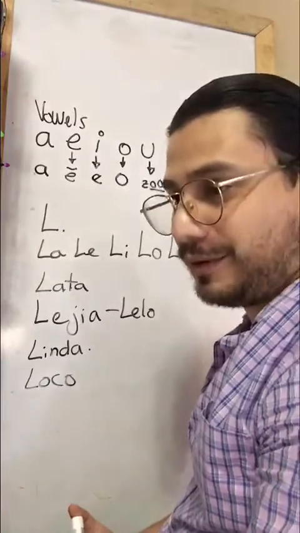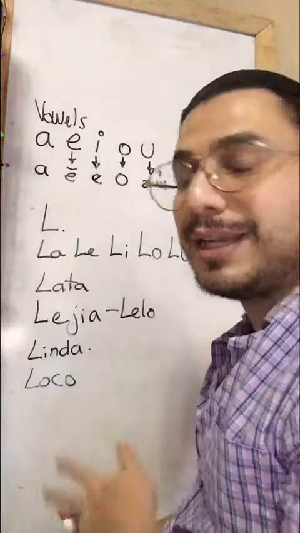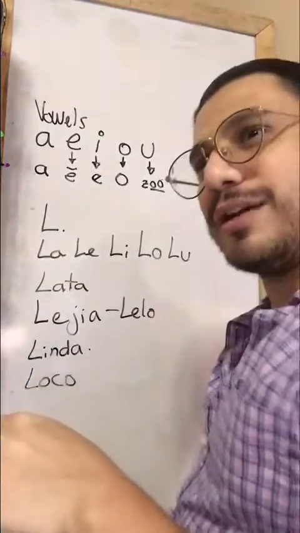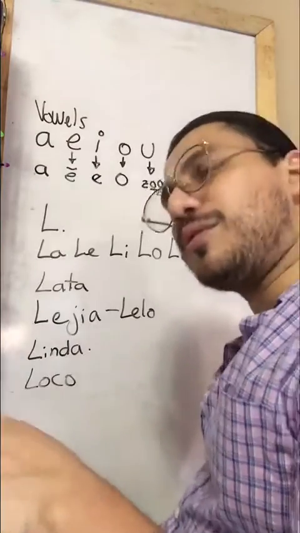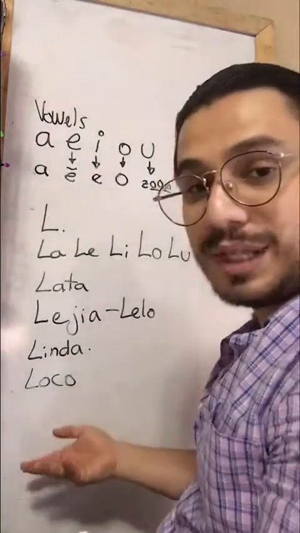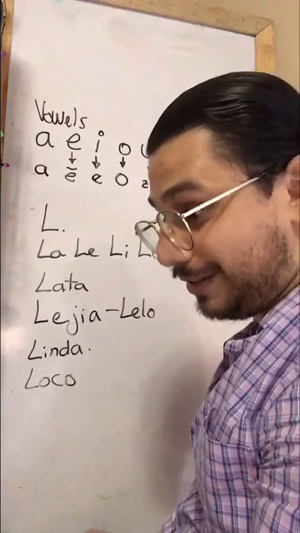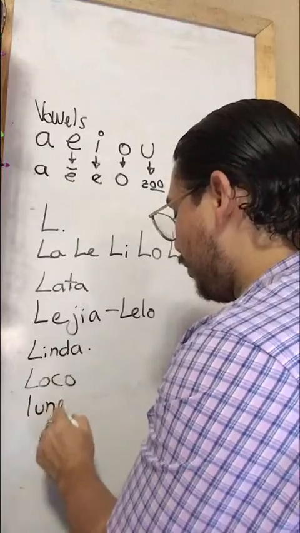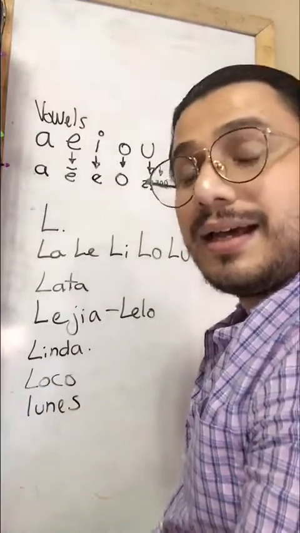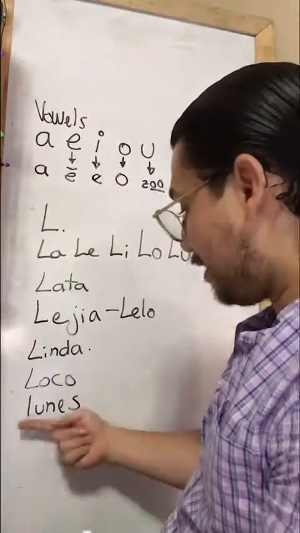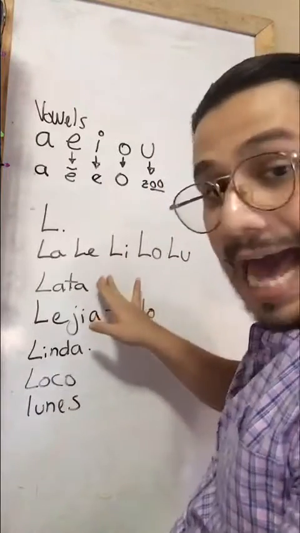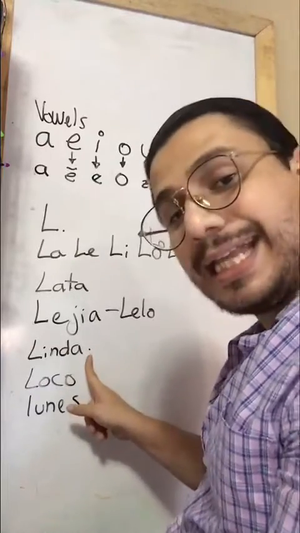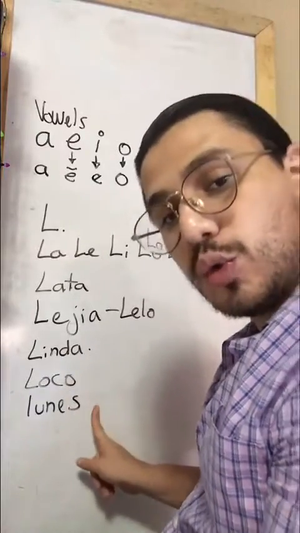Like someone is flirting with you, you're like, "You're so loco." Like you're telling them, I like what you're telling me, but it sounds irrelevant, or I don't think of you like that, so you're kind of loco. It's not something negative all the time, unless you say it to your partner, and then that can go very bad. And then we have lunes, your favorite word in English. Monday. I think that I say it in a way that you don't like it anymore. So we have lata, lejía, lelo, linda, loco, lunes.